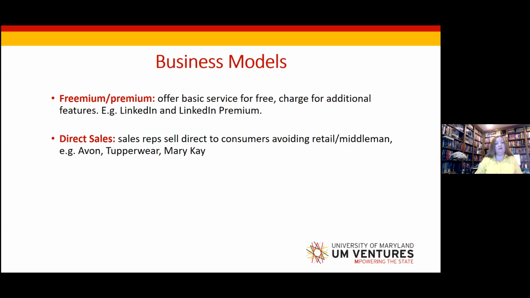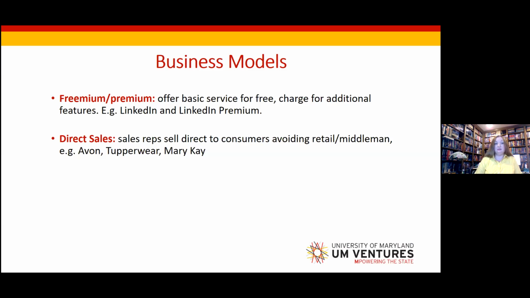Premium model, you offer basic service for free and then charge for additional features. A lot of the software companies are using it. One great example is LinkedIn. Lots of people are on LinkedIn and using it for free. However, if you would like additional services, you're asked to pay for LinkedIn Premium. And there are many software packages that are offered for free, but if you'd like additional features or something else on top of that, then you pay. And it's a great way of creating a potential market pool.